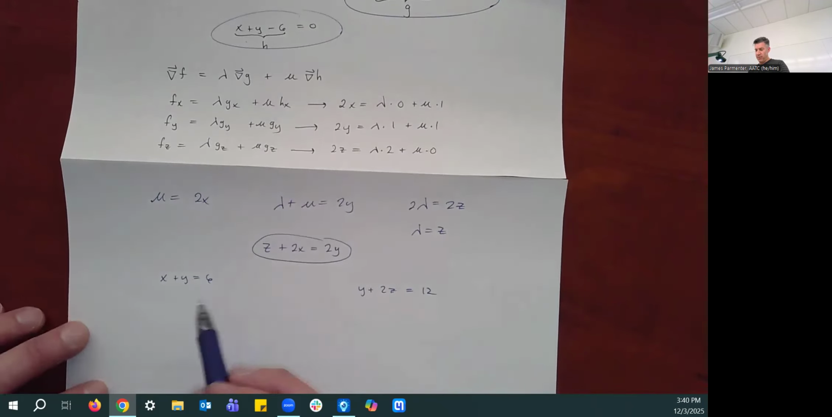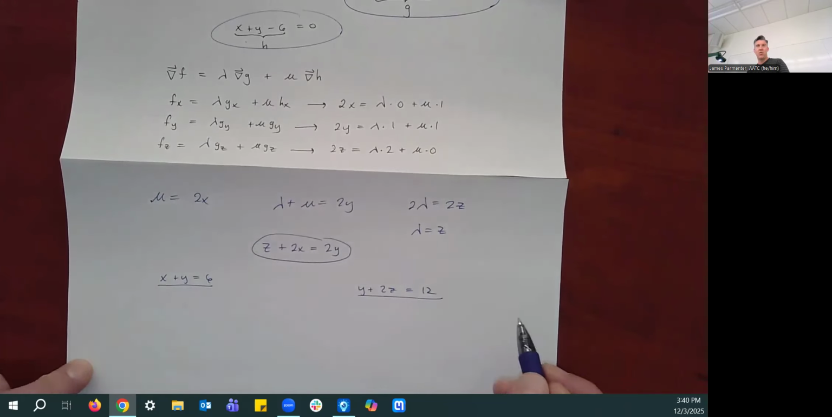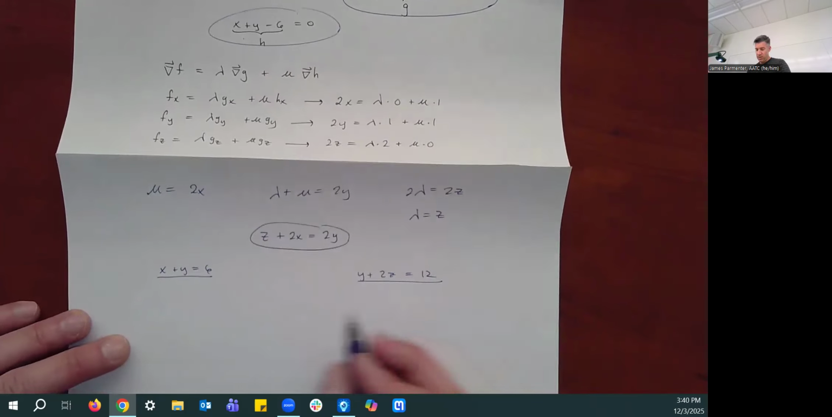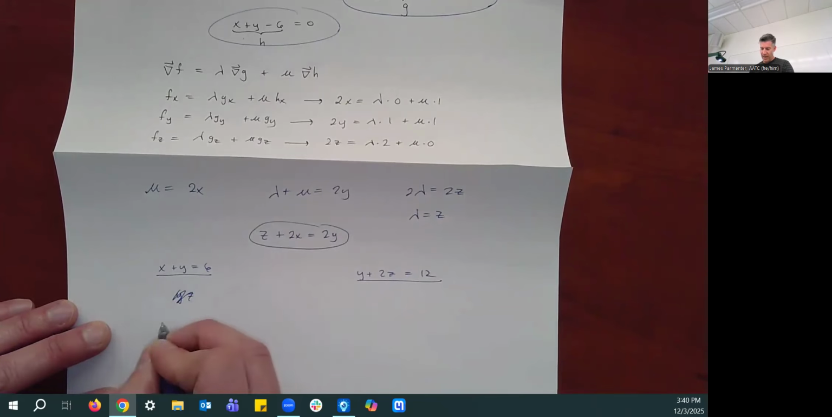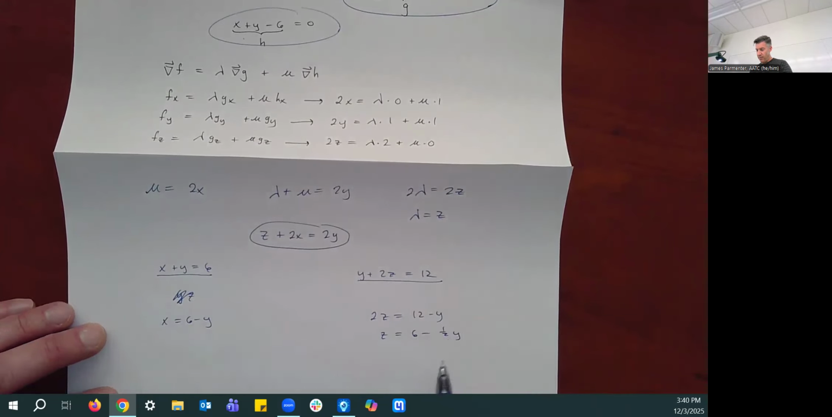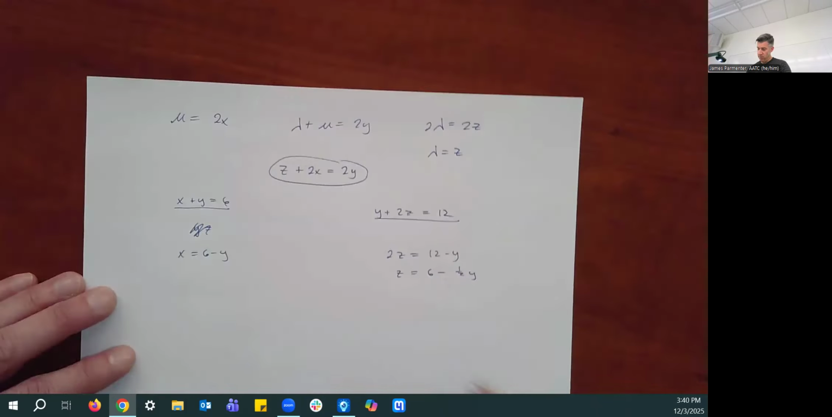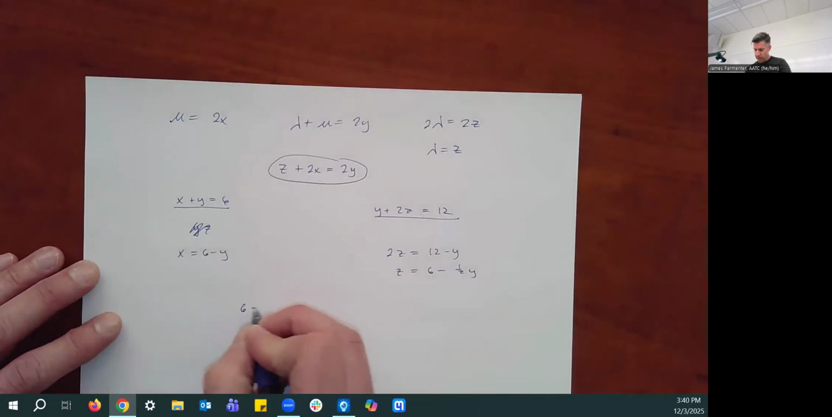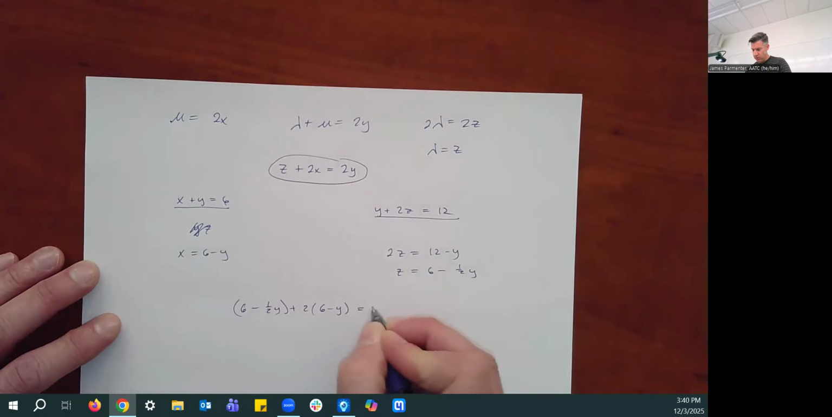Again, pick which variable. I'm seeing in these equations, y is the common thing that's showing up. So I'm going to say that x is 6 minus y and that 2z is 12 minus y. So z is 6 minus 1 half y. And then plug those back into this equation here to get, hopefully, 6 minus 1 half y plus 2 times 6 minus y equal to 2y.